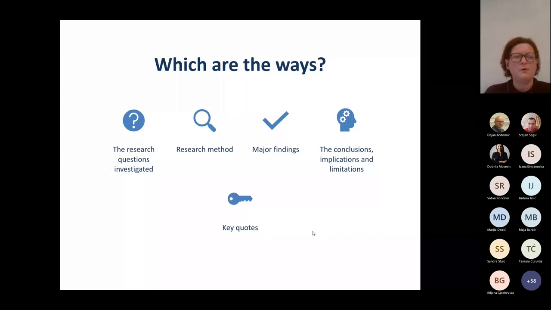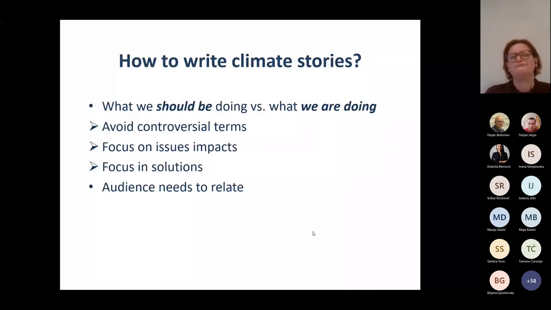In this context, we need to search for facts. We need to interview scientists. We need to be aware that there are some problems with greenwashing. We need to be aware that, of course, there are problems with social media today. And of course, we need to make this conclusion in order to produce a meaningful story, a story which relates to the people, which relates to their concerns. Of course, there is a major problem. What should we do versus what we are doing?